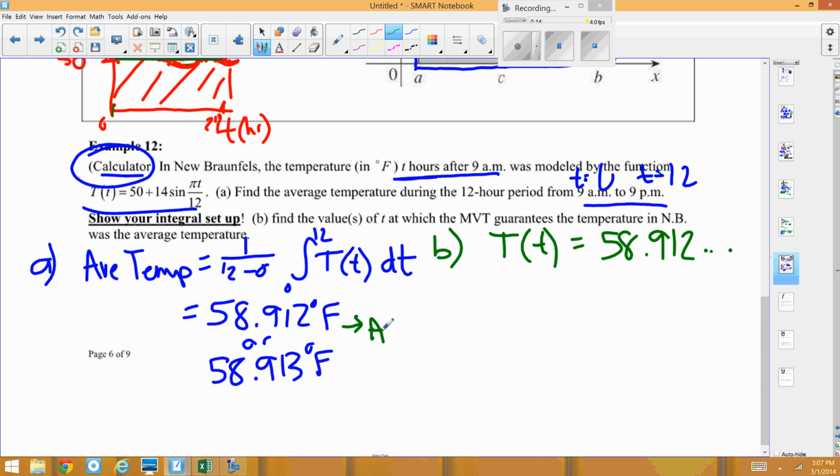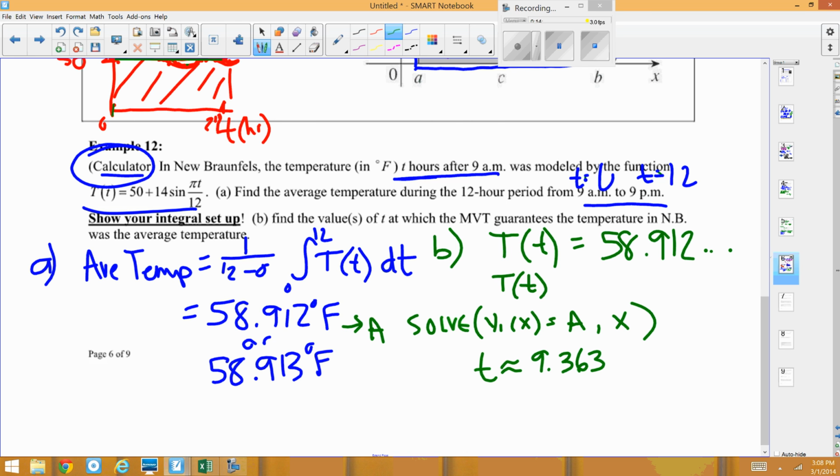And you can solve on your calculator. You can ask, where does this function, and you probably have it in y1, so you might type y1 of x equals A with respect to x. You could solve it. That's how you would type it into your calculator. And if you want a decimal approximation, it'll give you that, and it'll give you two values. You'd see it'd be about 9.363 or 9.364 hours. All right, so there you go.